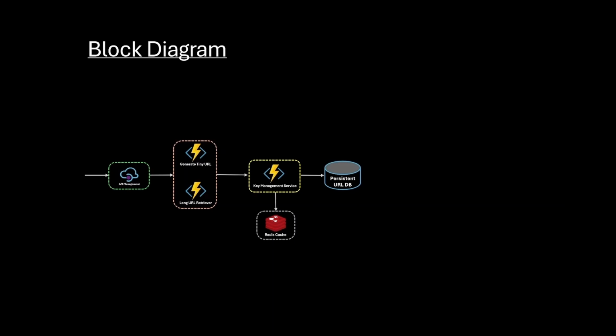Let's move on and replace persistent URL DB with the actual database we'll be using, that is the URL mapping database, a SQL Server database. So that's how we can replace this block diagram with the actual low level diagram, sorry, with the actual high level diagram. So that's how the HLD would look like when we replace the blocks with actual Azure services.